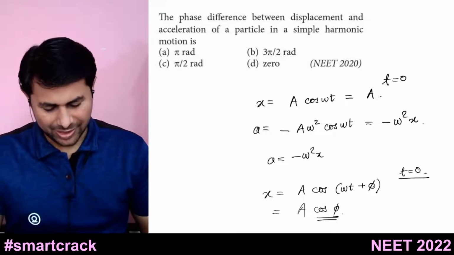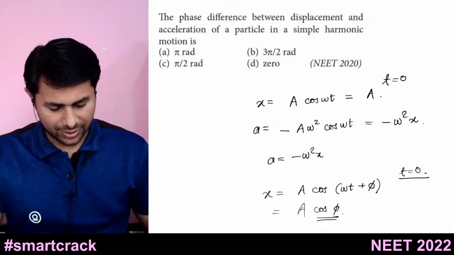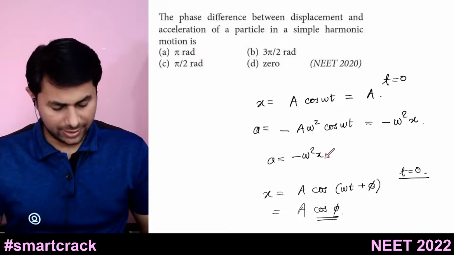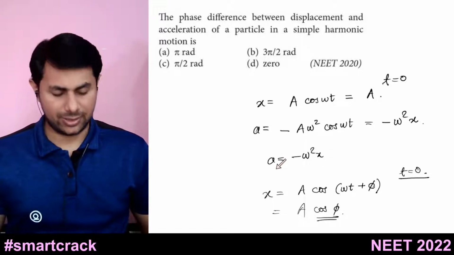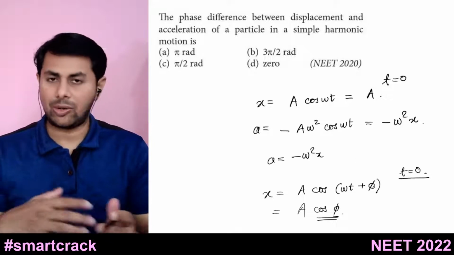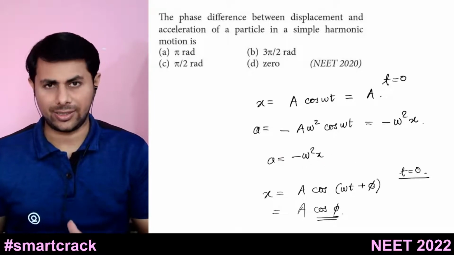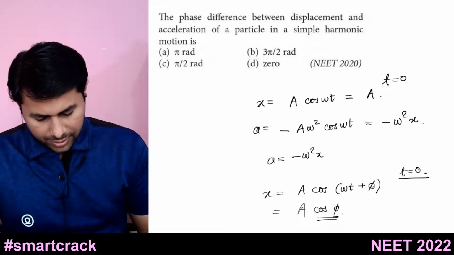So what is the phase difference between x and a? Since you have a negative sign over here, since a is equal to minus of some constant into x, that means the phase of a, how much is the difference between the phase of a and x? It is what? 180 degrees, or it is pi. Okay, so pi.